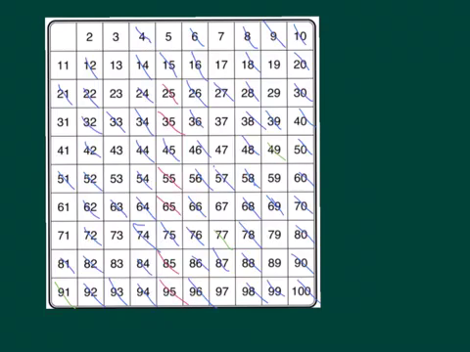Let's do the 9s. 9, 18, 27, haha, got you. 36, 45, 54, what's that, 9 times 6? 9 times 7 is 63. 9 times 8 is 72. 9 times 9 is 81. 9 times 10 is 90. And we've got 99, so we're good.